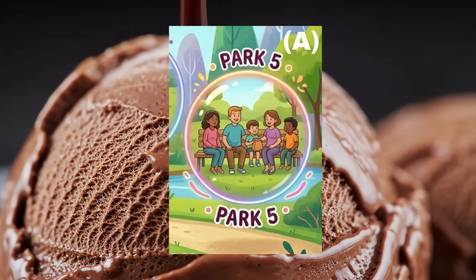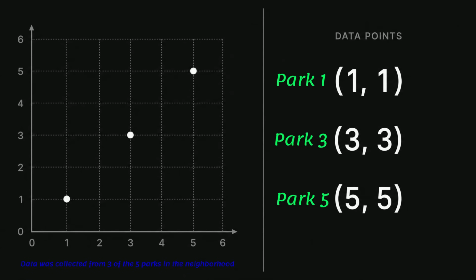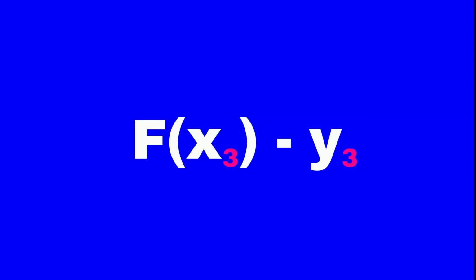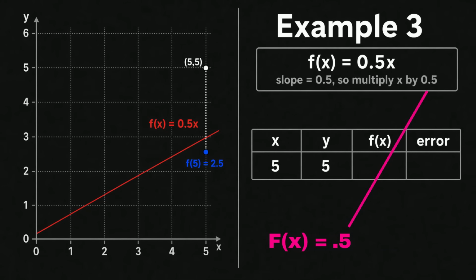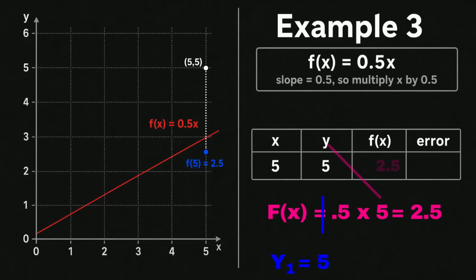And our third and final example, x3 and y3, they both equal 5. So with our formula, f(x3) equals 0.5 times 5, which gives us 2.5.